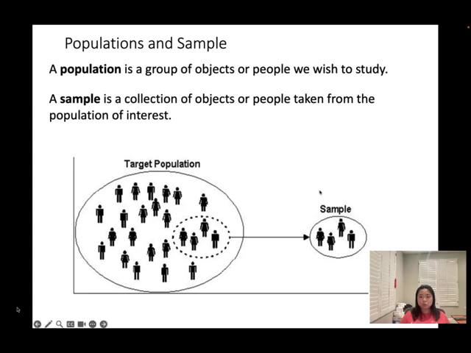So what we're going to do is draw a sample from here. Okay, and then we take it out. And then we only find the mean weight of the 10-year-old girls from here. So this is going to be the sample. So think about it. The population is a group of objects or people we wish to study. And the sample is taken from the population.